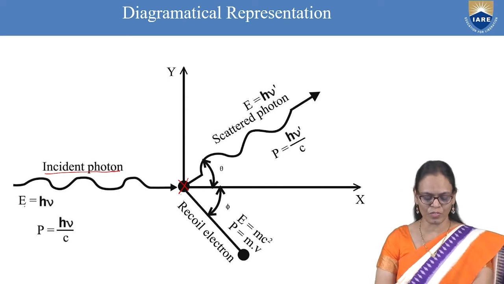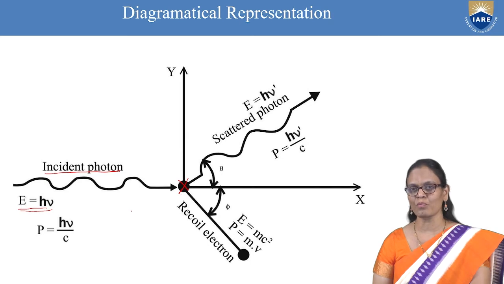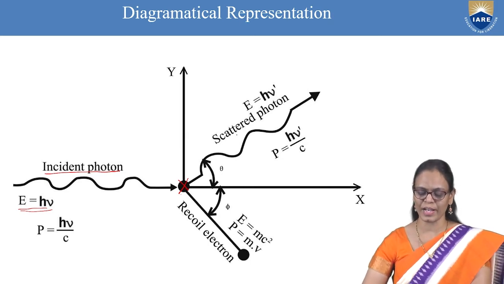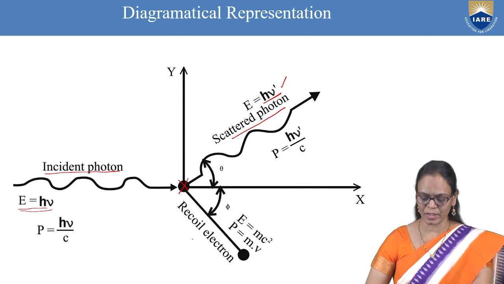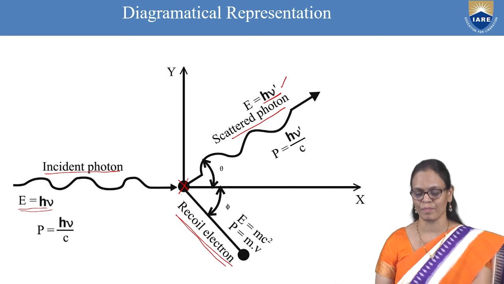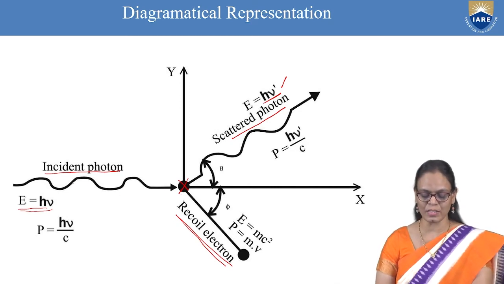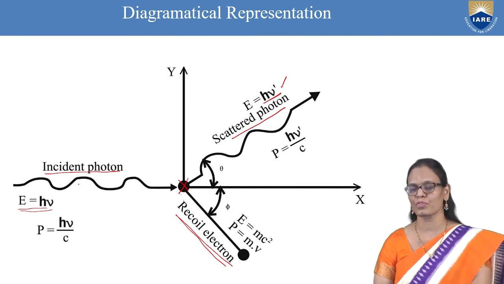When a photon of energy E is equal to h nu is incident on it, what happens? This photon gets scattered and it moves with a slightly decreased frequency. And the electron on which it is incident will recoil. That is why we are calling it an elastic collision. So what we understand here is the scattered photon will have a different frequency when compared to the incident photon.